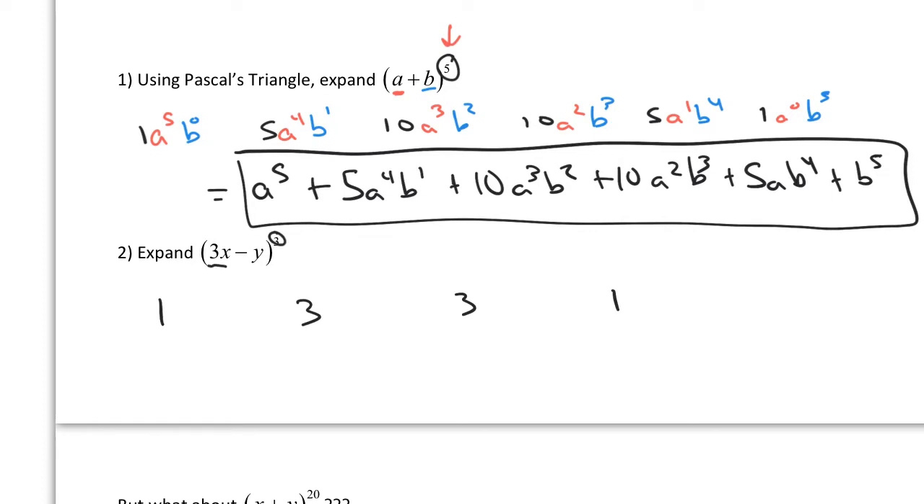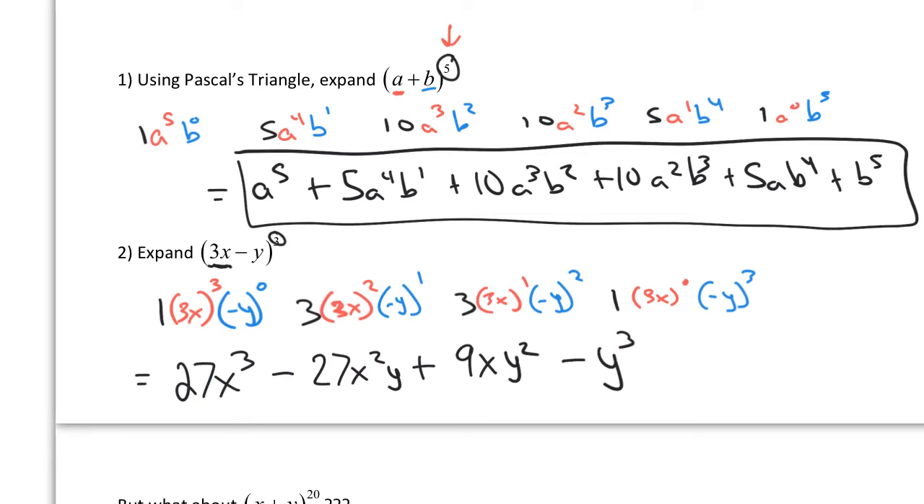The a part now is 3x, so for each of those, I need to have 3x to a power starting off at 3, and then 3x squared, to the 1st, and to the 0. So for y, and I'll just start this here, we would start with negative y to the 0. So take a moment, pause the video, finish this problem out, and then we'll check our answer.